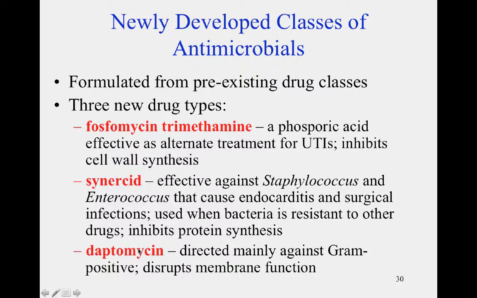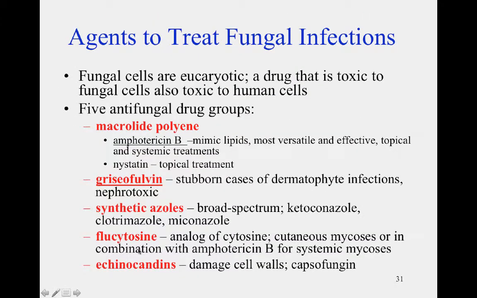Daptomycin is effective against gram-positive. Also, for fungal infections, so this is the new class here. Remember that a fungus is a eukaryote, so it doesn't have as many differences structurally and functionally to exploit or to target as compared to a prokaryotic cell. So a drug that is toxic to fungal cells typically is also toxic to human cells because they're both eukaryotes.